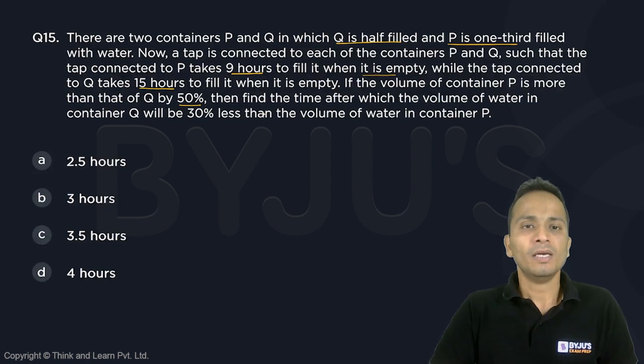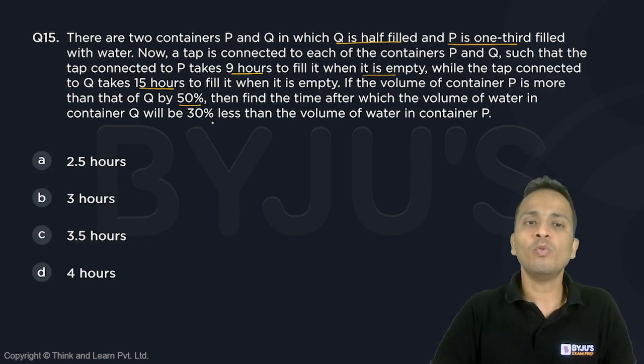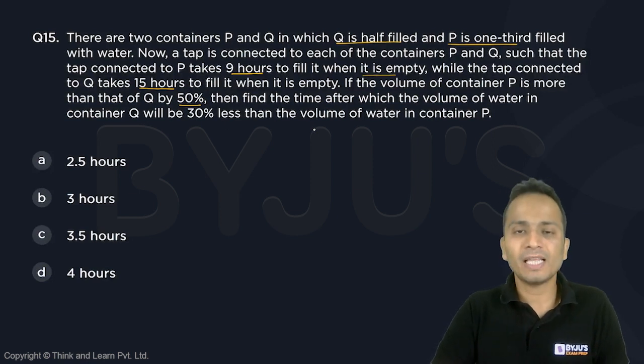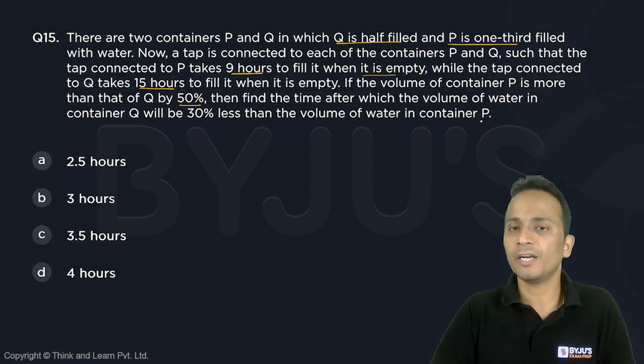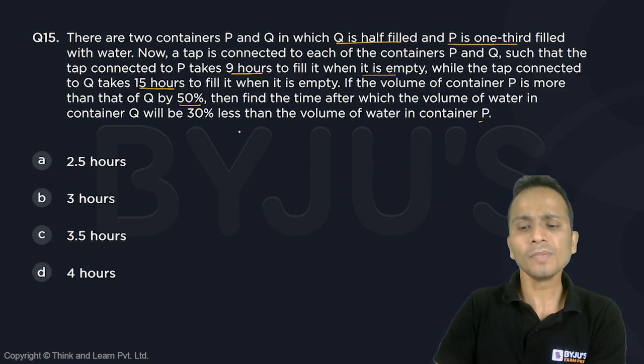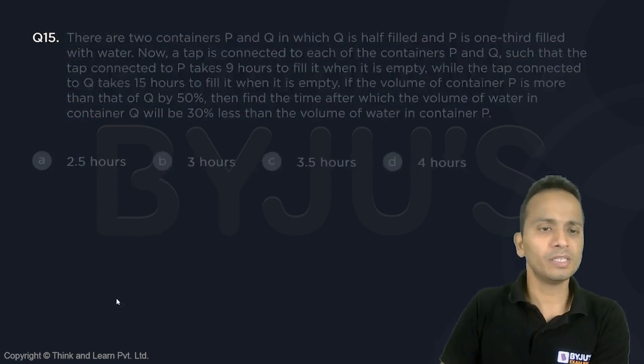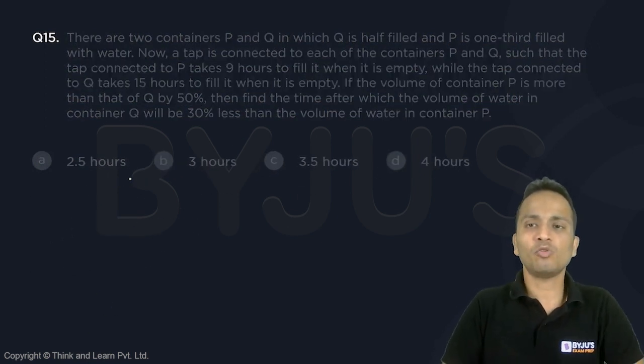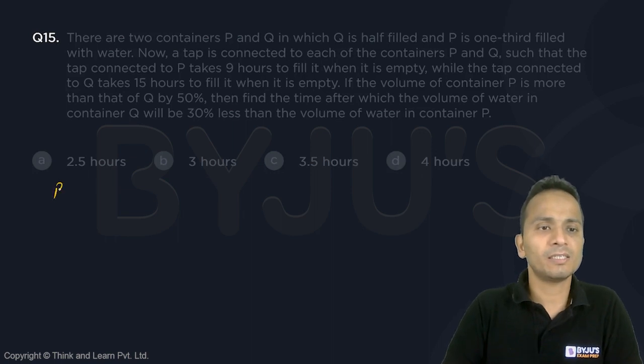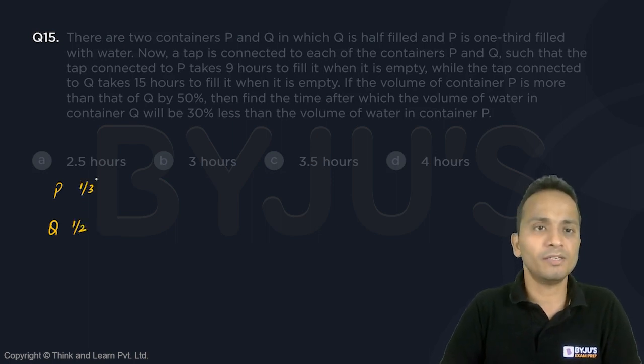Then find the time after which the volume of water in container Q will become 30% less than the volume of water in container P. Now let's begin with some assumptions. First of all, it is given that container Q is half filled, and P is one third filled.